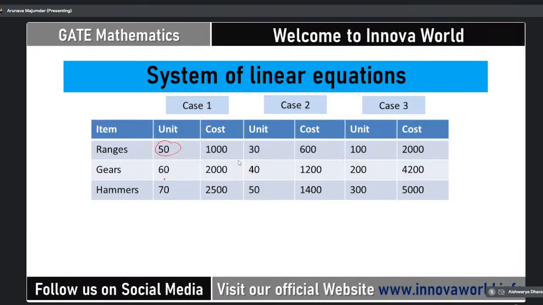If 50 units of ranges are produced, the production cost is 1000 rupees. If 60 units of gears are produced, the production cost is 2000 rupees. And if 70 units of hammers are produced, then the production cost is 2500 rupees. Or better to explain it in dollars: $1000, $2000 and $2500.